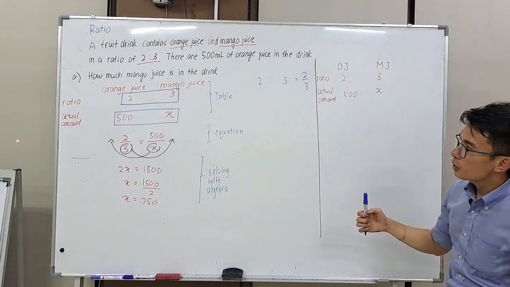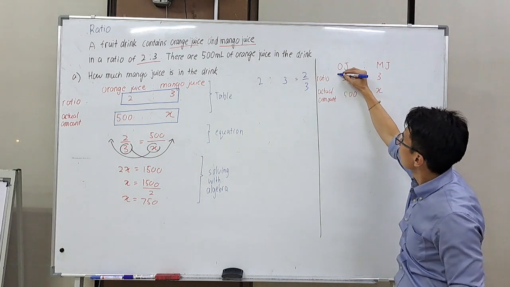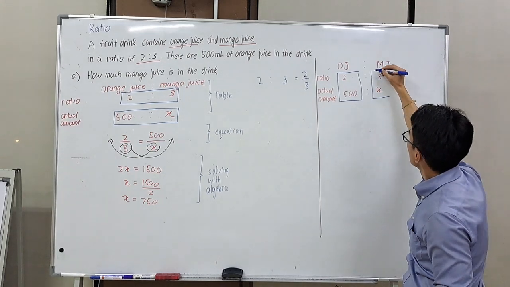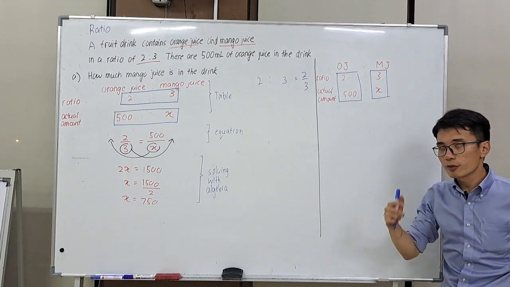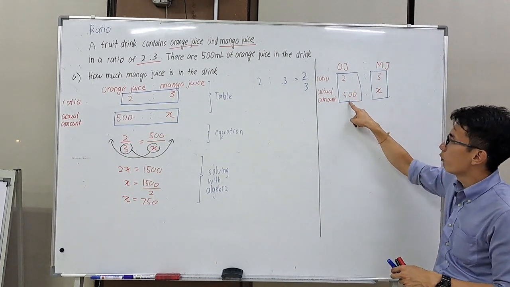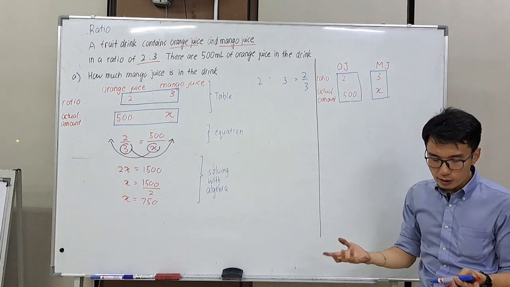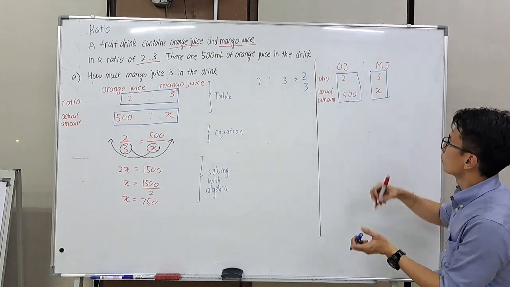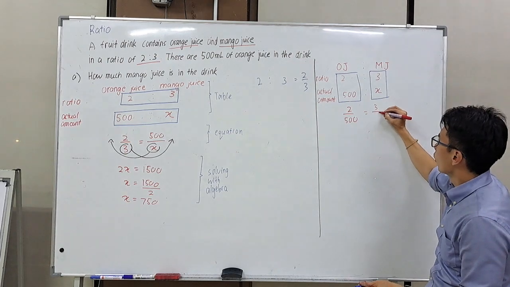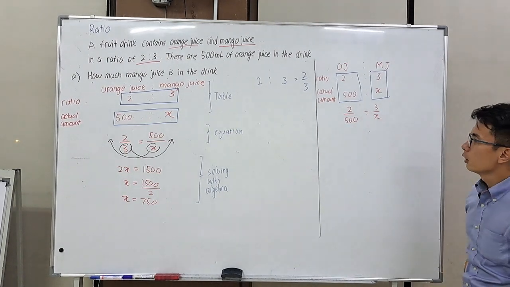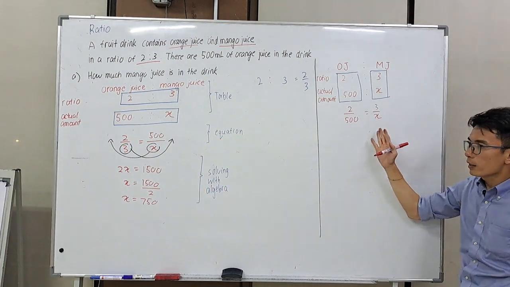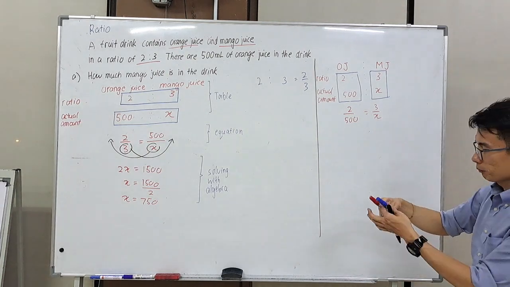Now I prefer to do this vertically instead, because this reminds me it's a fraction. It's like 2 over 500, 3 over x. So I'm going to write down my equation. It's going to look something like this: 2 over 500 equals 3 over x. Now this looks slightly different from before, but let's find out, will we get back the same answer? So let's see.